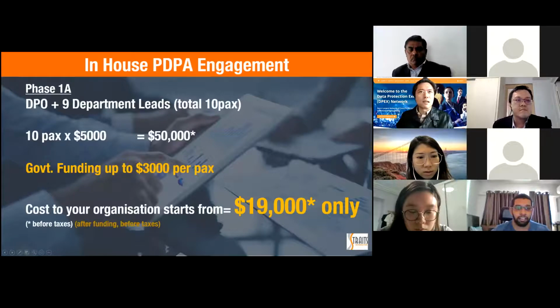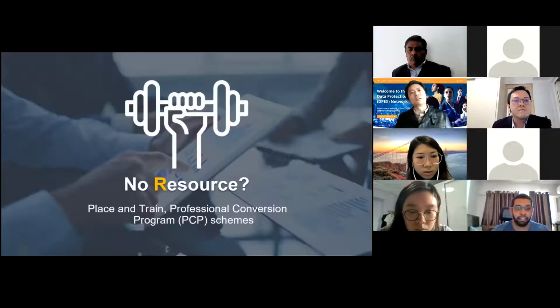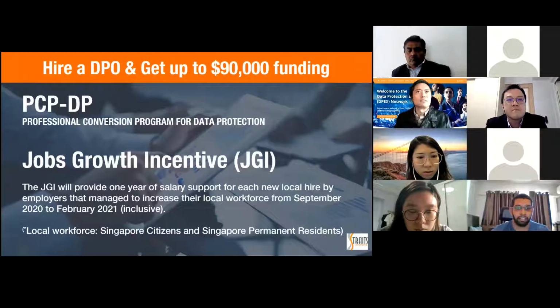Next, no resource. I'm very overworked. There's not enough people. Guys, look at the orange thing on top. You can get a data protection person and get funded up to $90,000 over a period of 1 year to 18 months. You can stack 2 funding, PCP and Job Growth Initiative. Unheard of. 90,000 is quite a senior person, right?